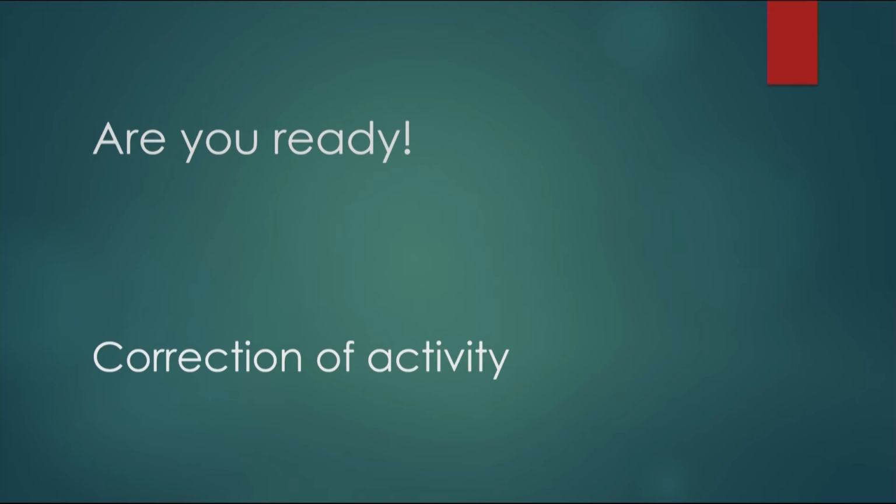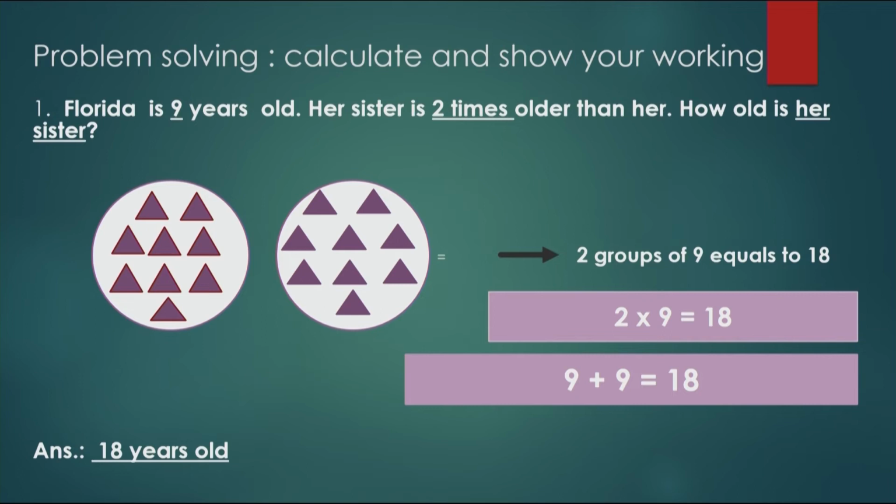We are going to proceed with the correction of the activity. Number one, Florida is 9 years old. Her sister is 2 times older than her. How old is her sister? Now, you can choose any among the three workouts. Did you put them in groups? Then you drew one group, two groups, with 1, 2, 3, 4, 5, 6, 7, 8, 9, and the other also with 9 things in it.